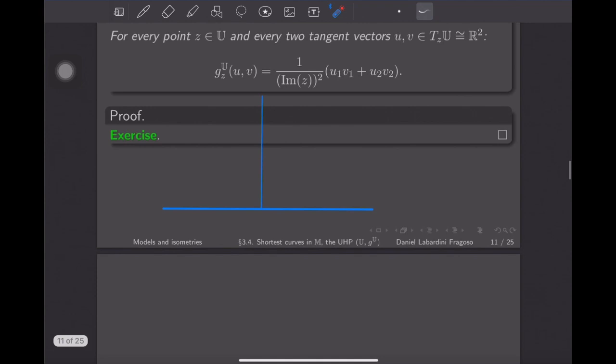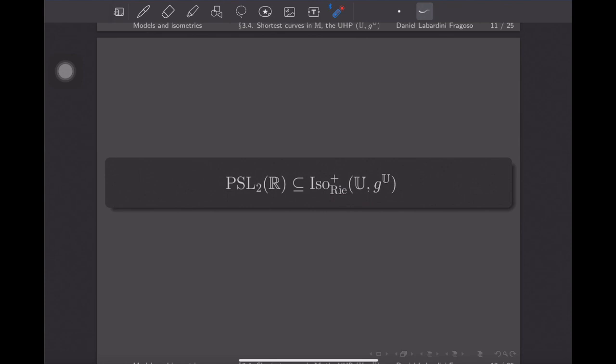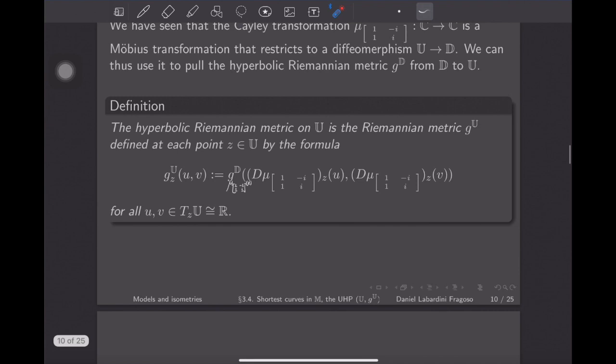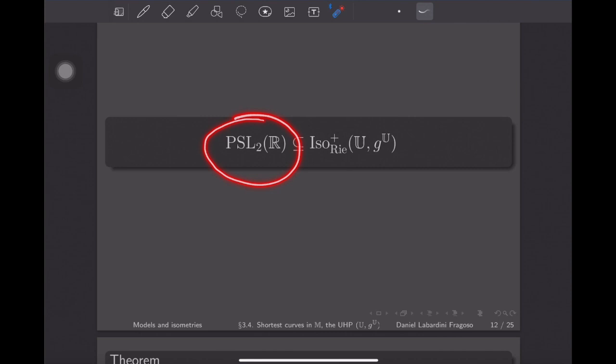Okay, and then just as in the case of the hyperboloid, we want to directly determine the Riemannian isometries of our new Riemannian manifold, namely U with this Riemannian metric. And the first thing we are going to prove is that PSL2R, which we already introduced, is contained in the group of isometries that preserve the orientation.